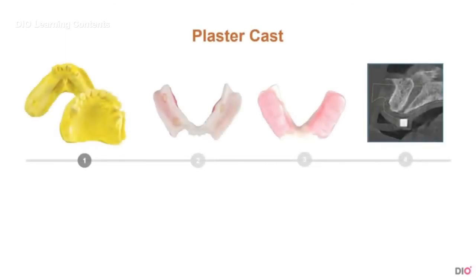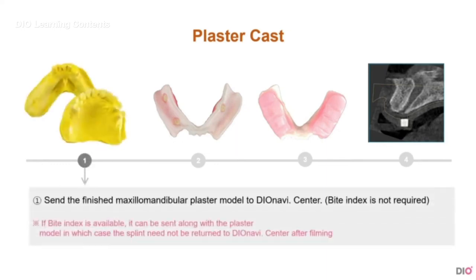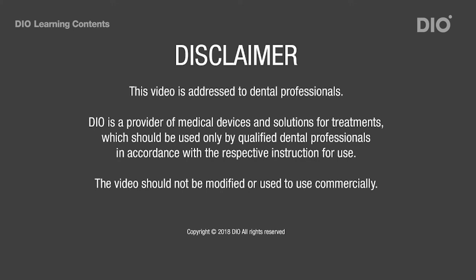The following is the process of making a plaster model without an oral scanner. First, we have to make a plaster model of the maxillary and mandibular and deliver them to the Dionavi Center. Let's briefly watch the impression-taking process to make the maxillary and mandibular plaster model.